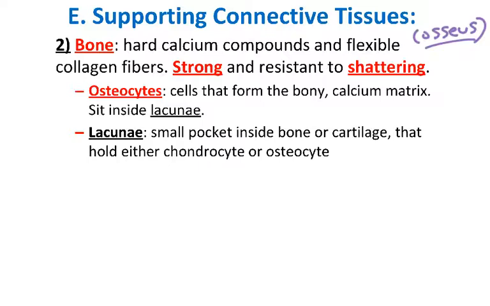That mix of collagen with the calcium chalk type substance. All right, so the main cell that helps create those fibers, as well as help maintain the matrix and help produce the calcium and keep it in the right amounts, is the osteocytes. So they're the cells that help form the bony calcium matrix and maintain them.